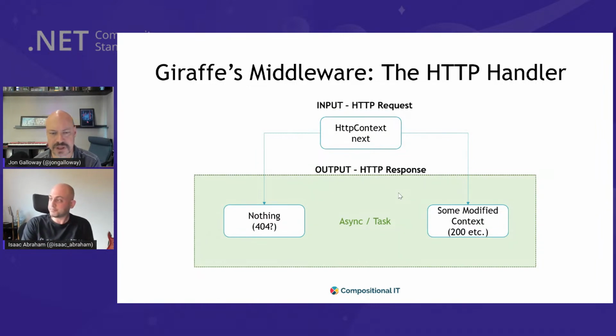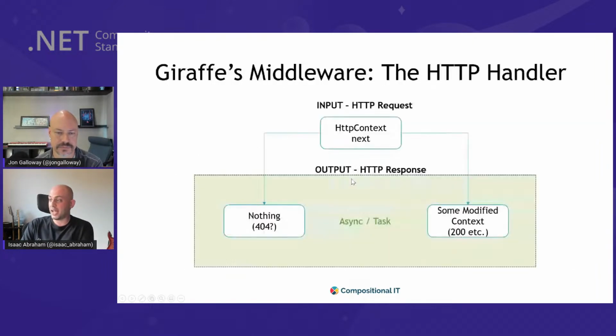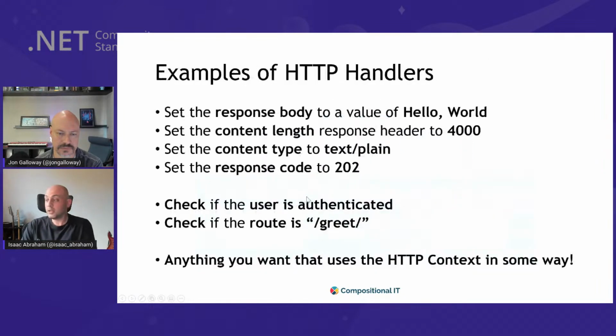Okay, good. So this is an example of what we call an HTTP handler, which is Giraffe's name for middleware. So it could be something like I want to set the response body to a text value, or the content length, or the type, or the response code. Or I might want to say something like, is the user authenticated? Have I got a token in the request? And if I haven't, I'll just go down this route of maybe a 404 or 400 sort of thing.